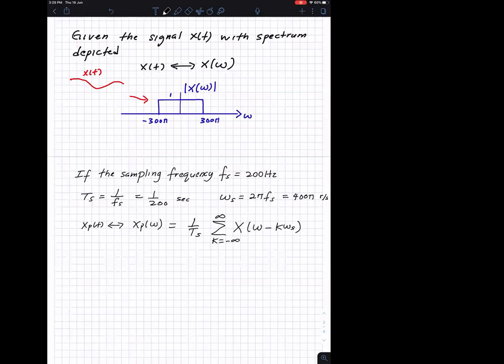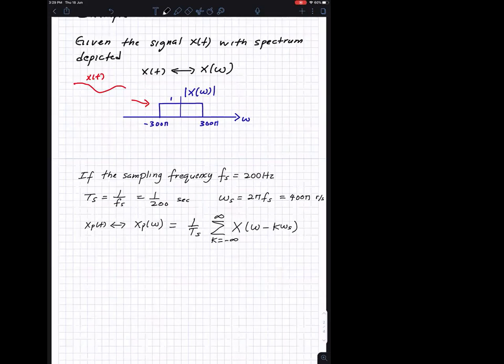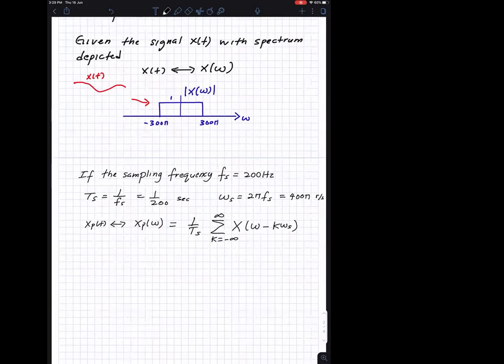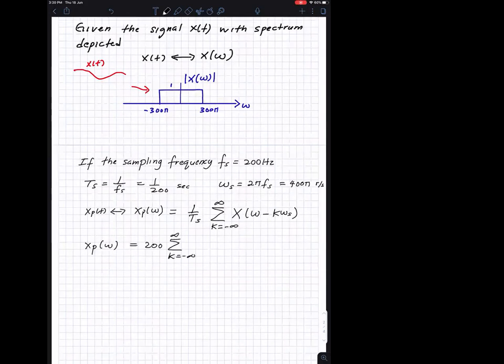Let's go ahead and write up the equation. The sampling time was found: Ts is 1 over 200. So you're going to get 200 here, 1 over Ts. X(omega minus k omega s), where omega s is 400 pi.